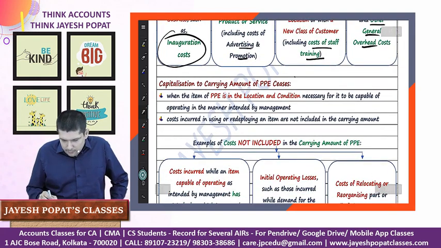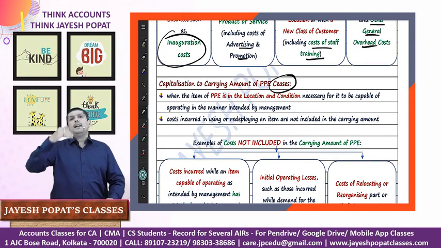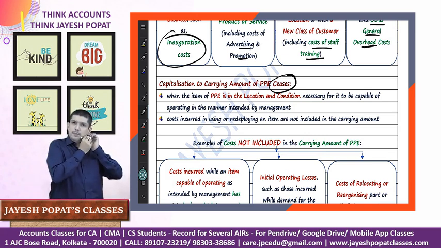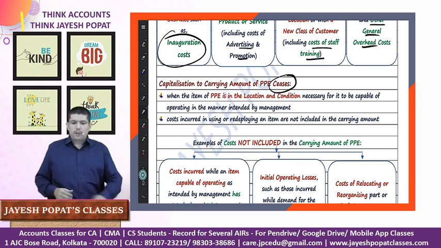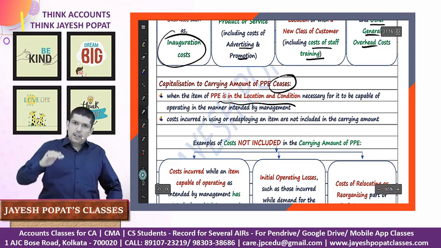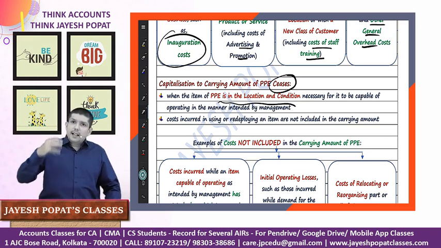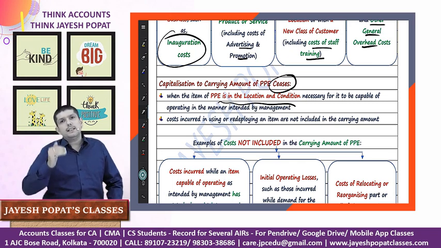Capitalization of carrying amount of PPE ceases. So at what point will you stop capitalizing the cost incurred in relation to the PPE to the cost of the PPE and charge them off to the statement of profit and loss? It says that when the property, plant and equipment is at the location and in the condition that it can be used as intended by the management, that is the point you will stop capitalizing the cost to the item of the PPE.